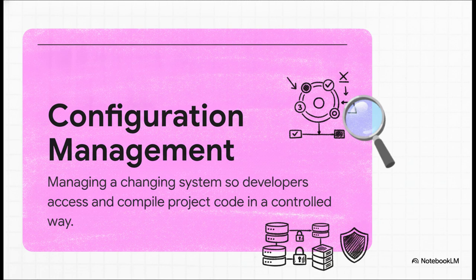The answer is strict configuration management. By definition, configuration management is the process of managing a changing software system, ensuring that all your developers can access the project code in a highly controlled way. It manages your versions, tracks all changes, and controls the final system build.